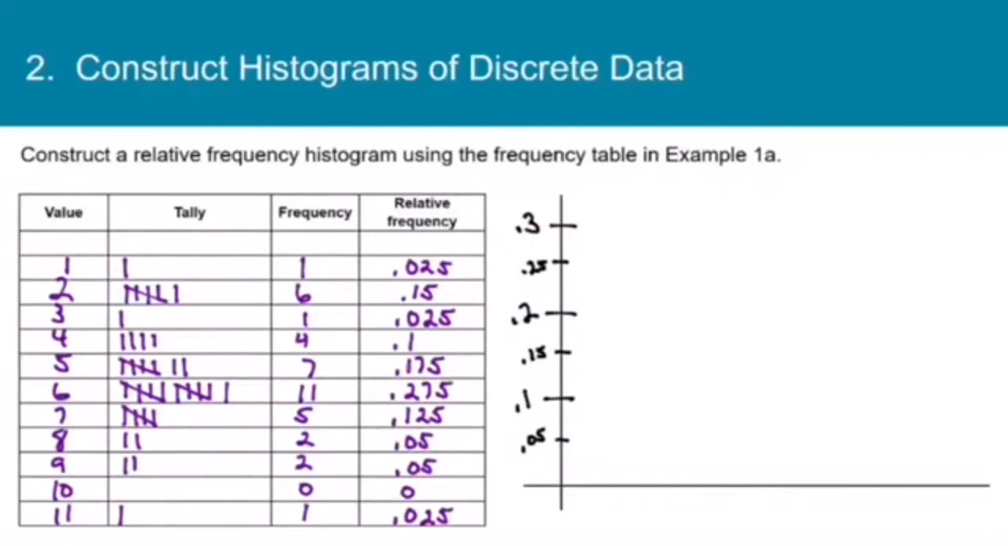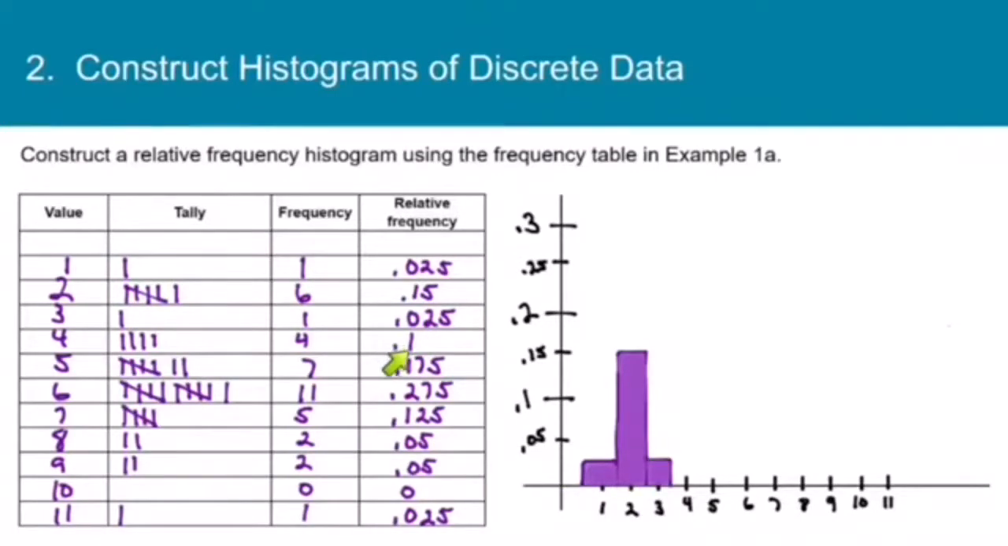And now let's go ahead and label the horizontal axis with each of our values. And remember that because these classes are single value classes, the bars will be centered over the single value. Alright, the first bar is going to be 0.025 units tall. Now my first tick mark is 0.05, so that means 0.025 is going to be halfway, so right there. And the second bar is 0.15, which is going to be right here. The third bar is 0.025, which is the same height as the first one.